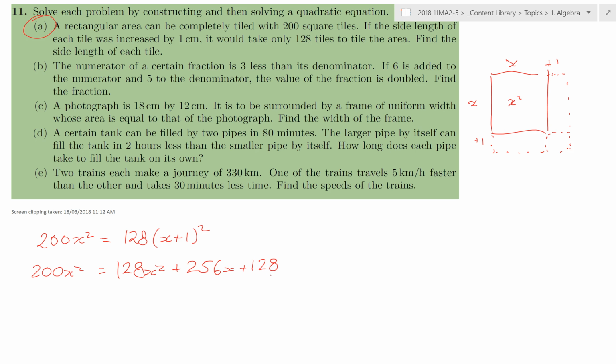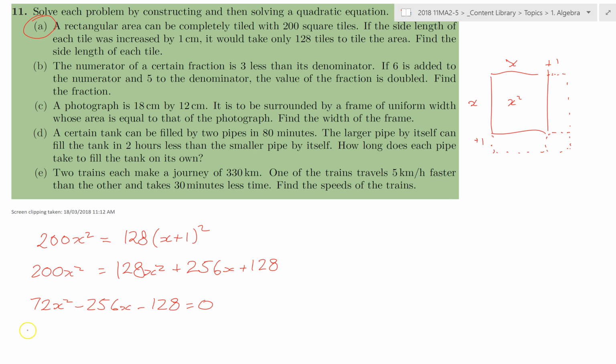Okay. Now, we can rearrange this. You can see we're going to have a quadratic. Let's drag everything over to the left, and I get 200 minus 128x squared, 72x squared minus 256x minus 128 equals 0. Gee, 72 times 128, that's going to be pretty hard, but look, I can see these things. I know that there is a nice big common factor that I could divide all of those things by.